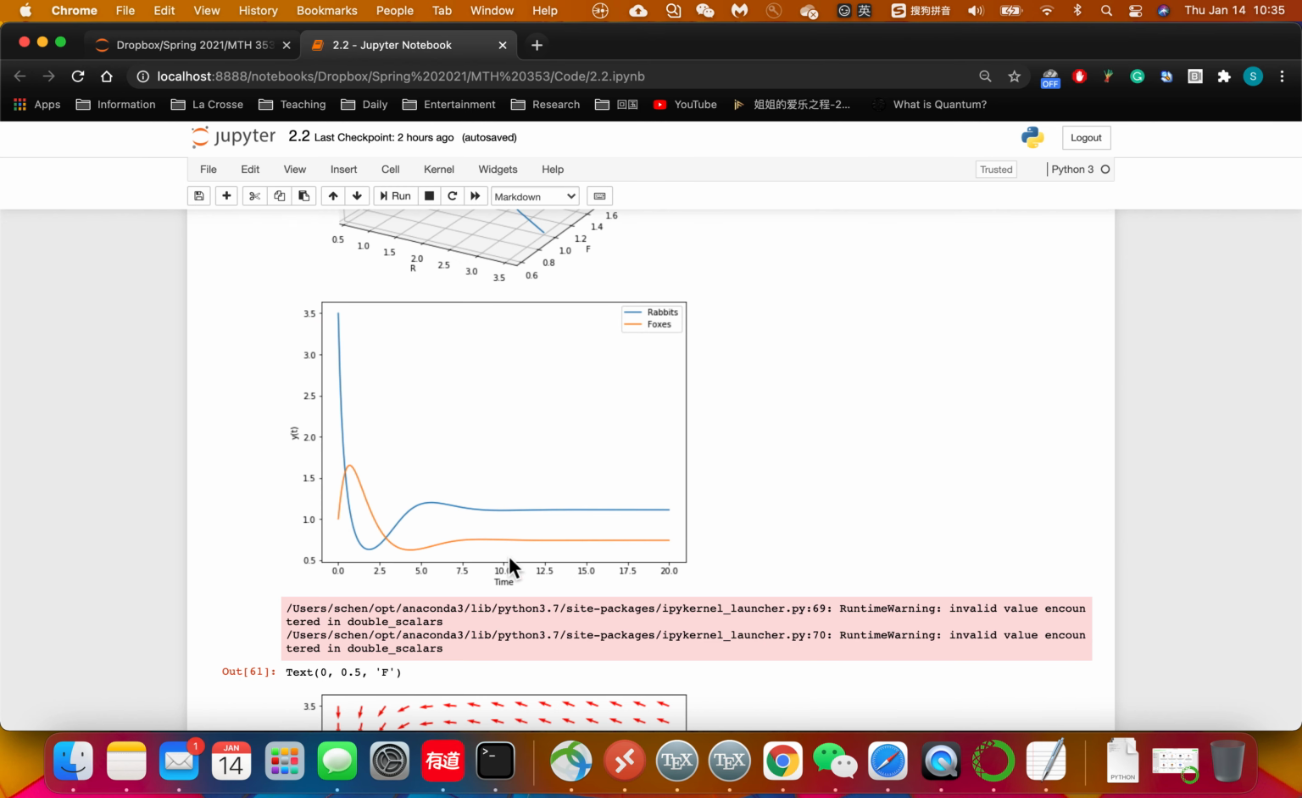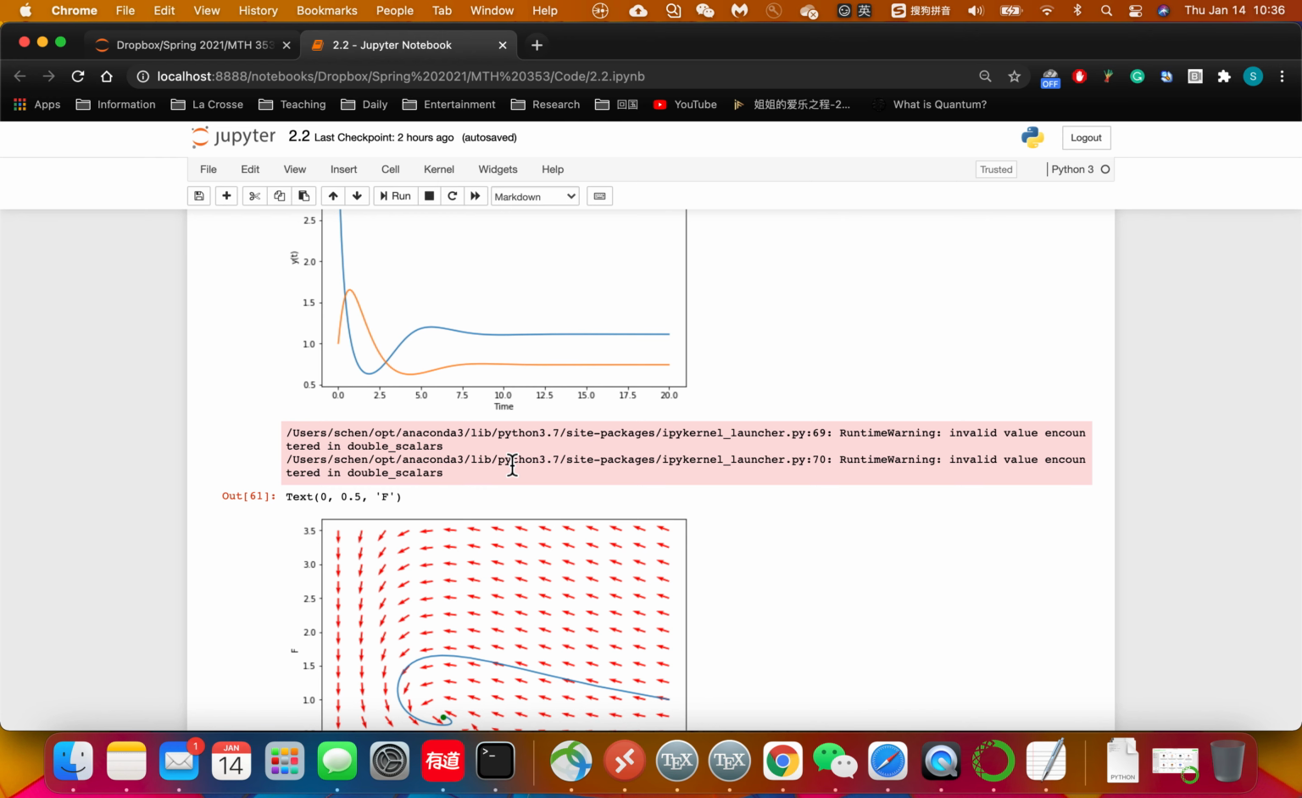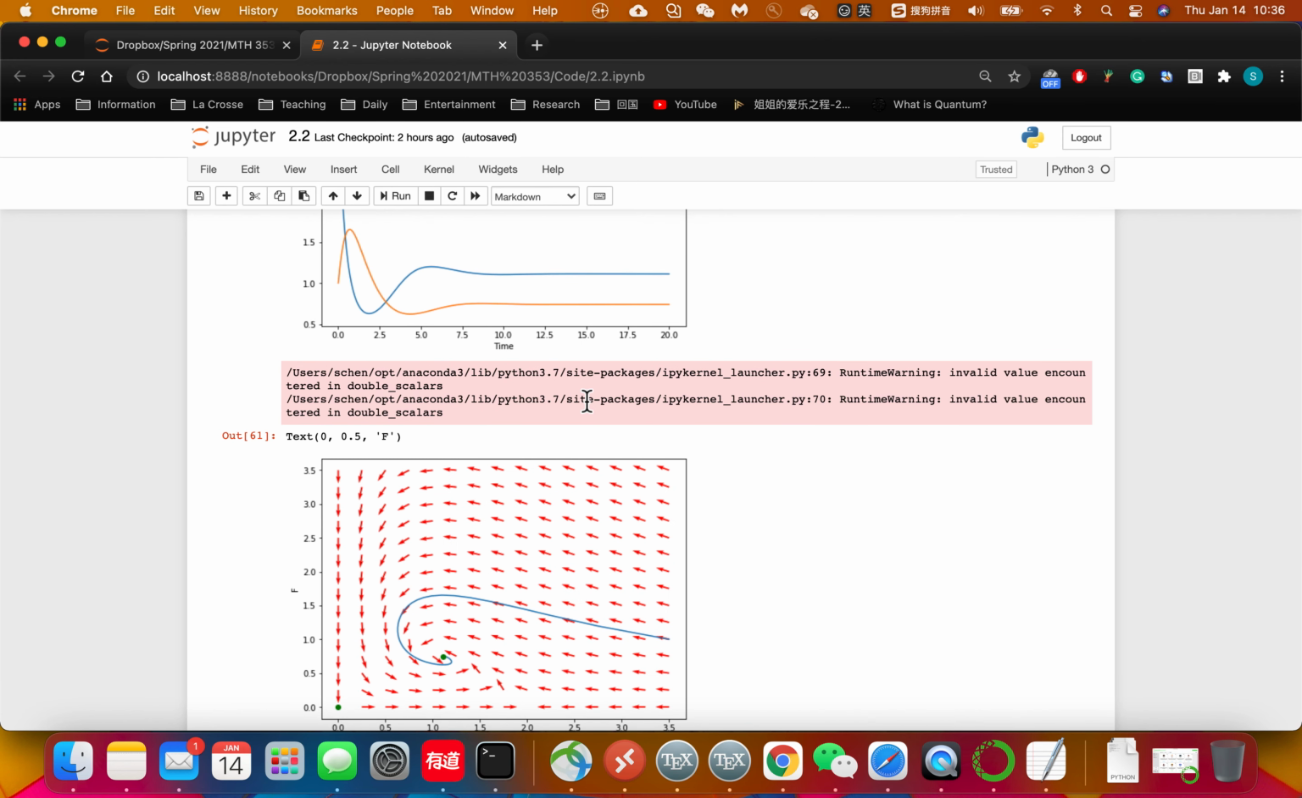All right. That's the first part about direction field. Now the second thing about direction field will be the equilibriums. For this case, you see the dot here and you see the dot here. Okay. How do you find the equilibriums?